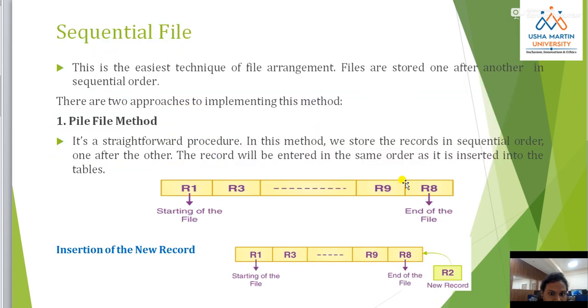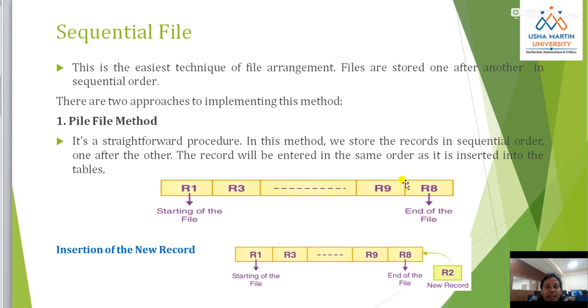Next, coming to the second file organization technique, that is the sequential file organization technique. As the name suggests, sequential means one by one. There is sequence and ordering here, but in heap file organization there is no ordering or sorting.